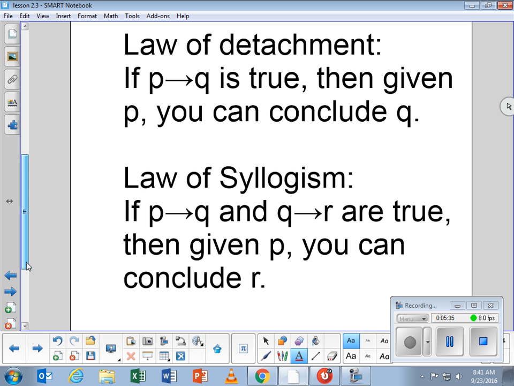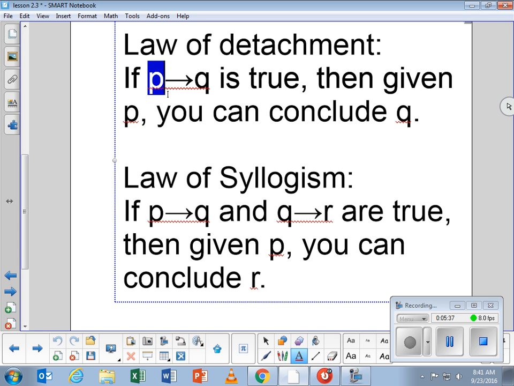If P represents getting an A on a test, and Q represents me bringing in donuts, and you discover that P happened, then that means you're going to get donuts.